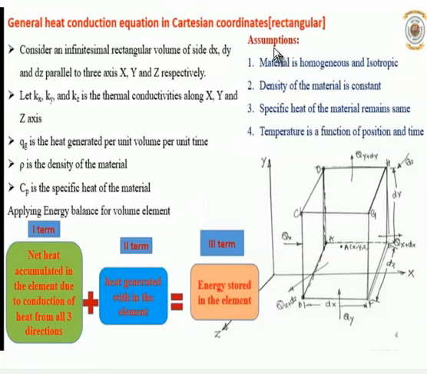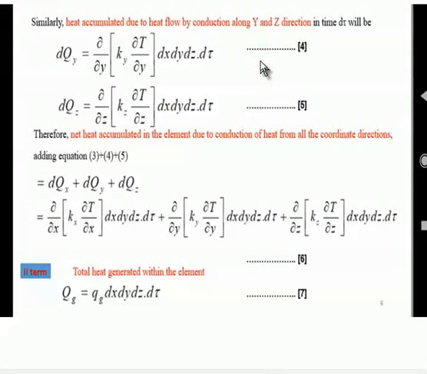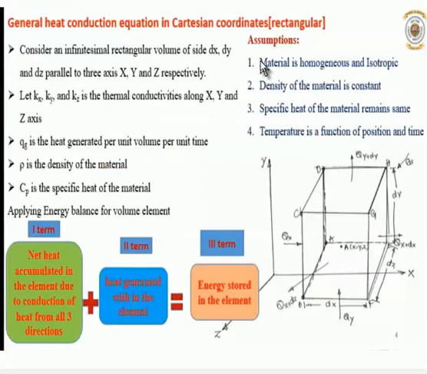There are some assumptions we have to make while deriving the general heat conduction equation in Cartesian coordinates. So what are those assumptions?